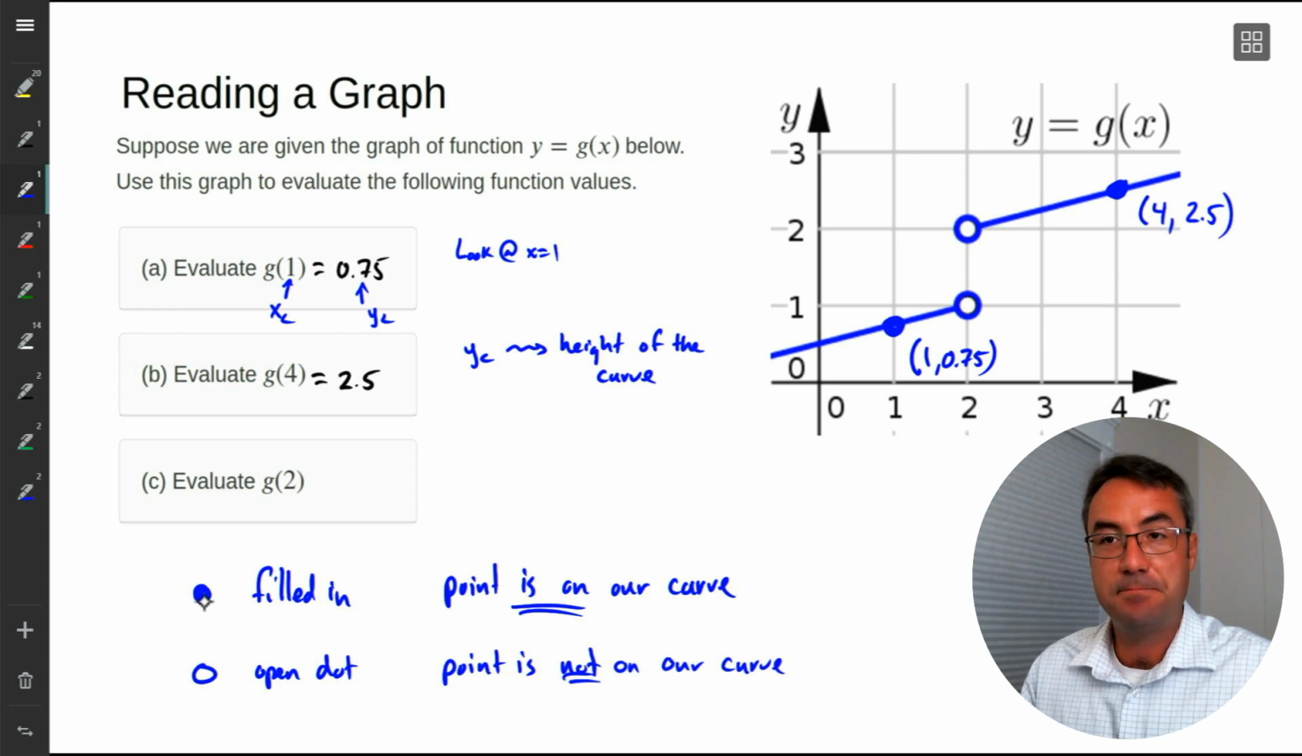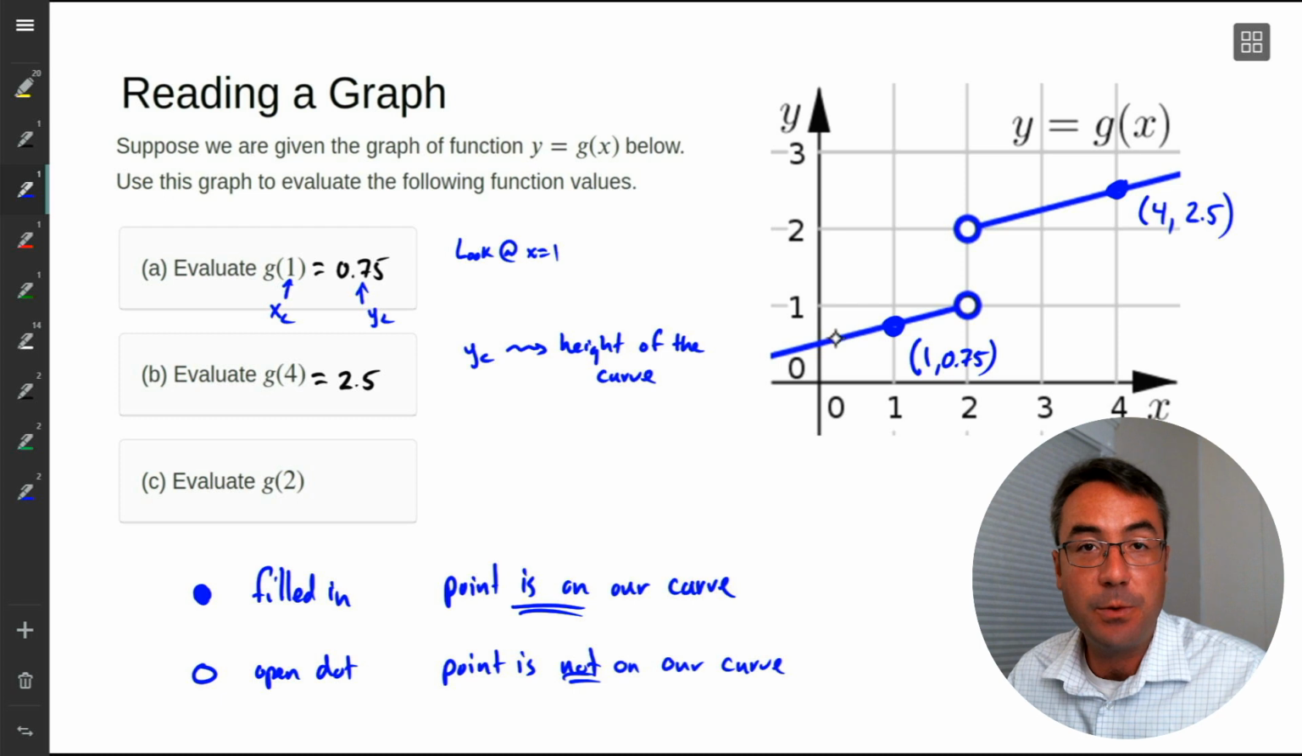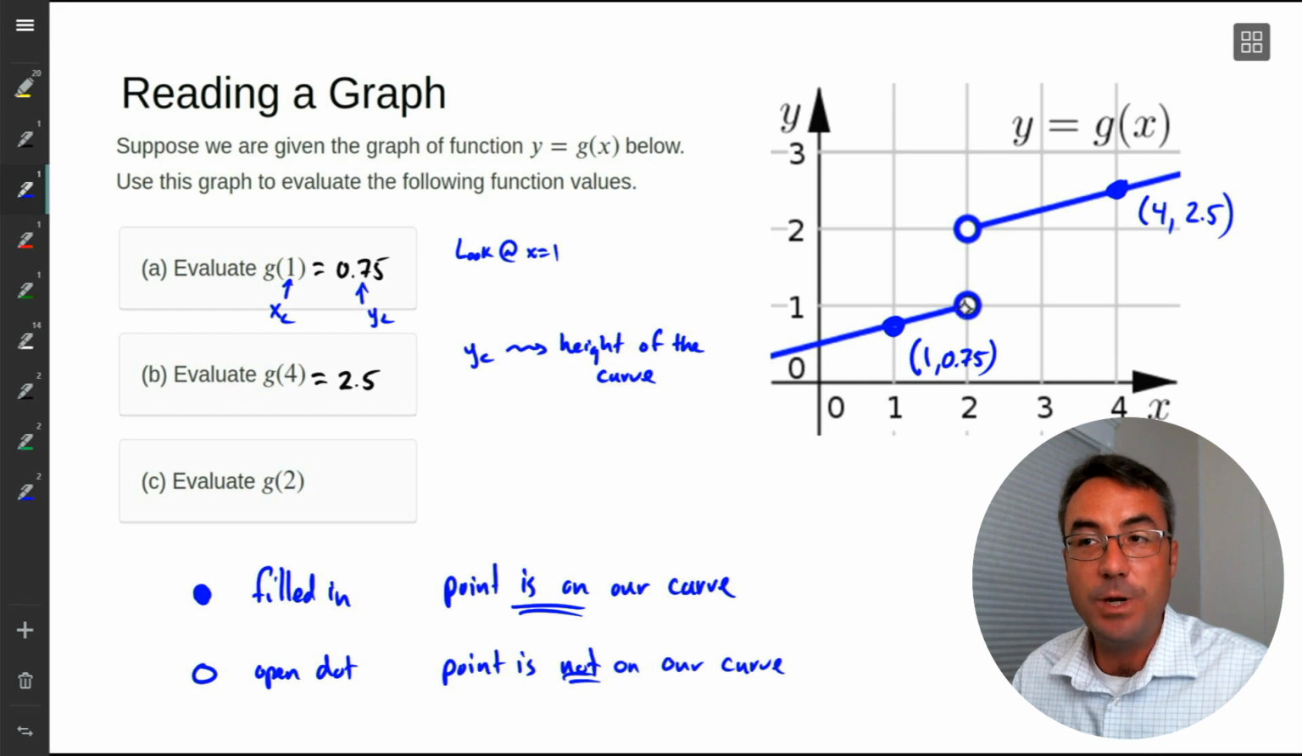So a filled-in dot means that point is actually there on our curve. That's why I filled it in. The open dot means it's not. So how we read this is the graph of our function is getting really close to this point, but it never actually reaches that point. That point is not on our graph.